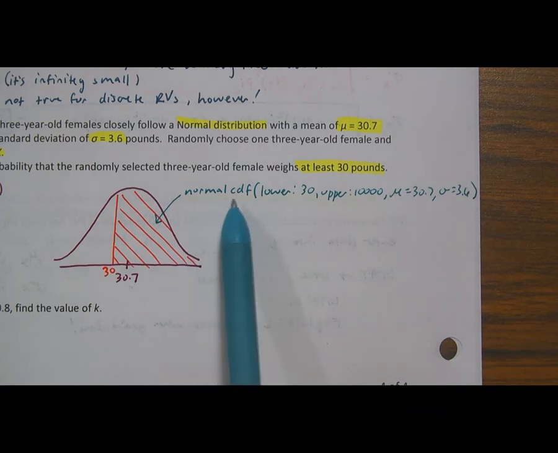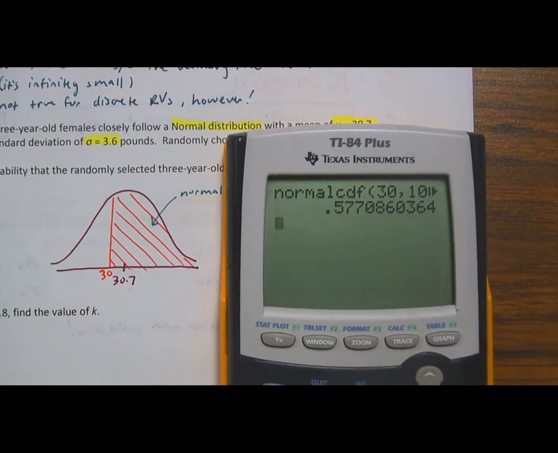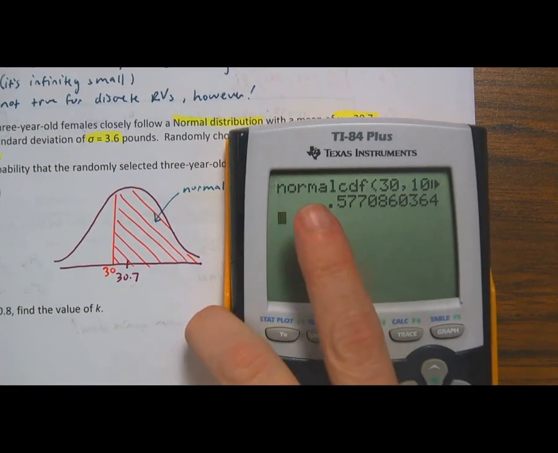Where do you find the normal CDF function in the calculator again? Second, bars, good. Just want to know the probability when I'm given the average and the standard deviation. I want to know the probability that I grab at random a 3-year-old female and she weighs at least 30 pounds, 30 or more pounds. And it looks like I'm getting about 0.577.